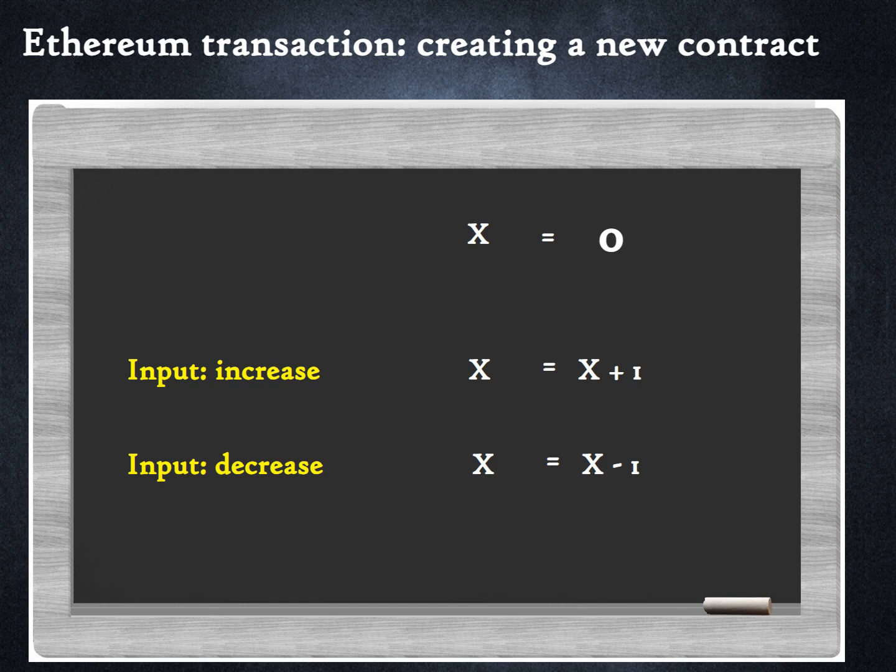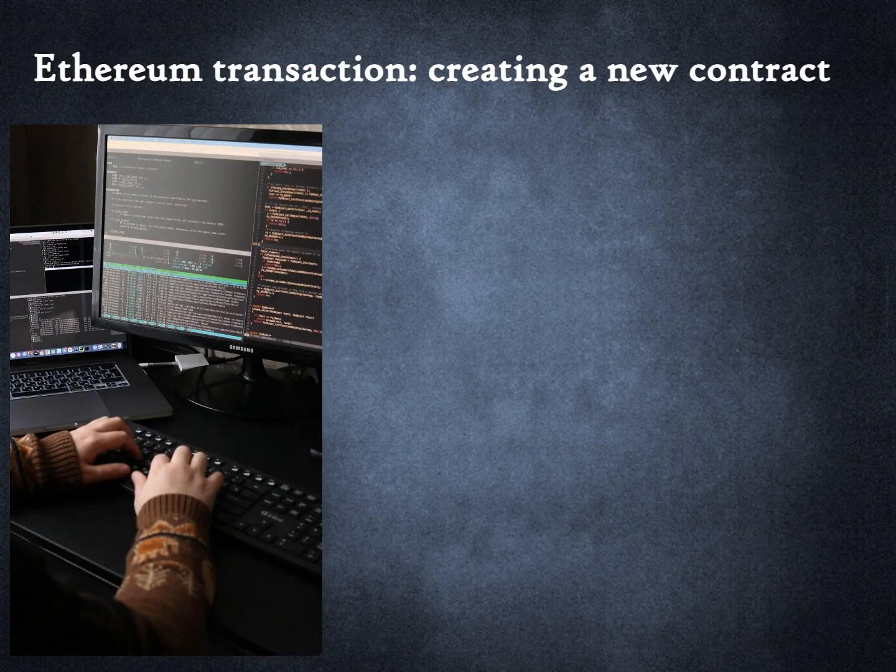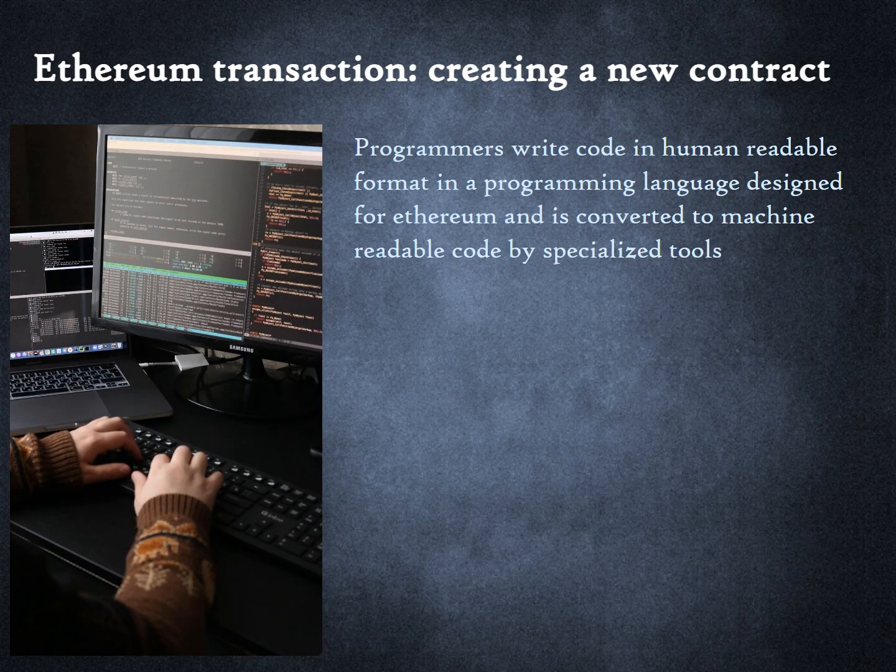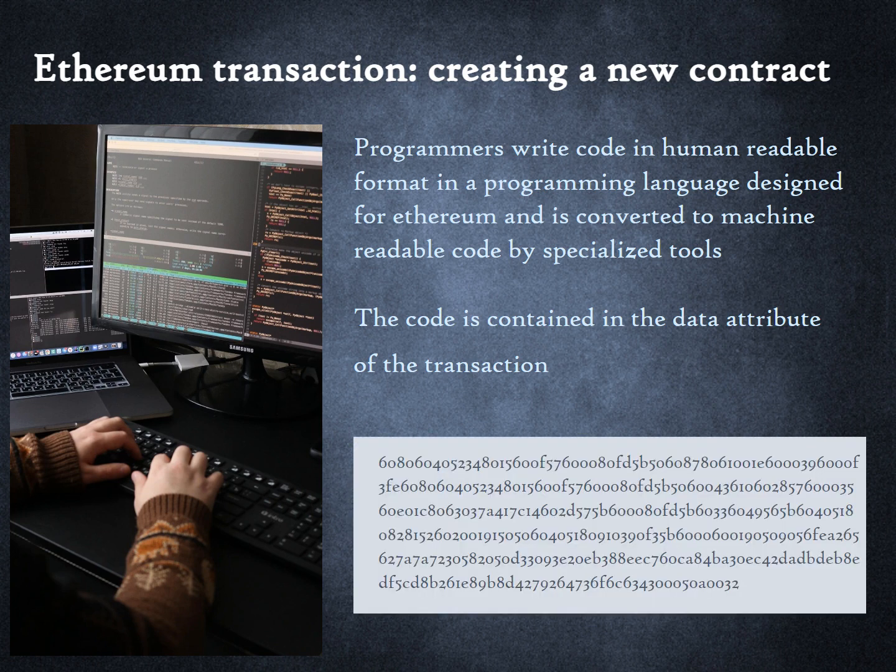We can give a name to this piece of software code. We call this the user count program. Programmers write code in human-readable format in a programming language designed for Ethereum, and it is converted to machine-readable code by specialized tools. The code is contained in the data attribute of the transaction. You may be curious as to what code actually looks like in Ethereum. Below is an example. The code is machine-readable and not human-readable.